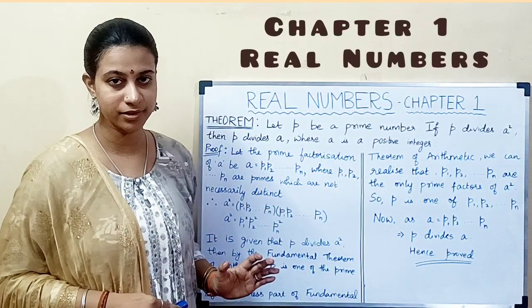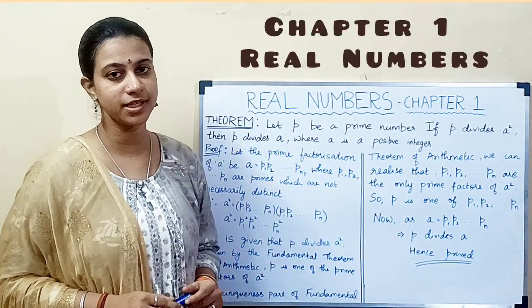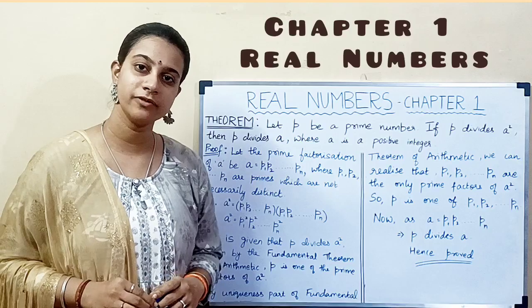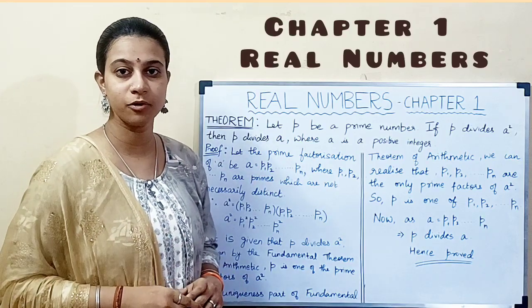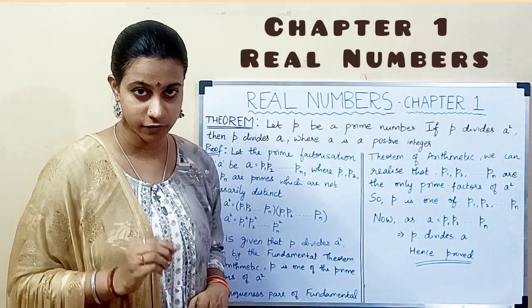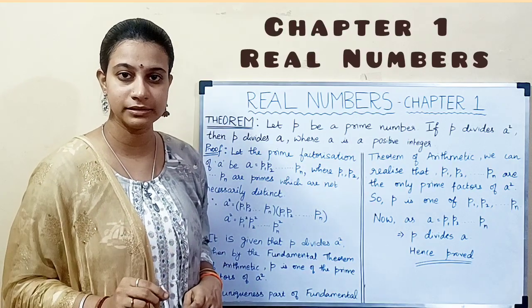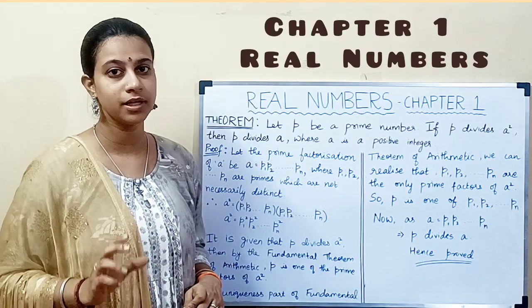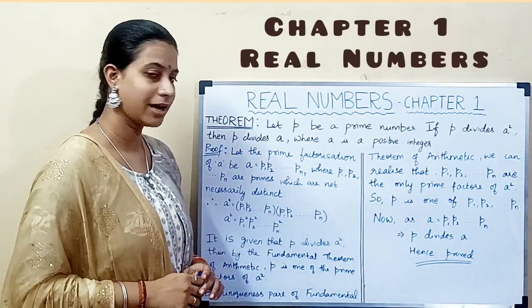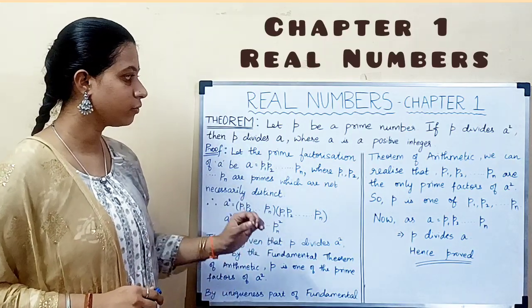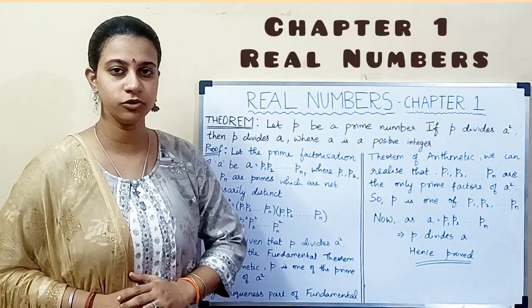Today we are going to start with the theory part of exercise 1.2. In the last video, we discussed the introduction part of this first chapter, and then we also discussed the fundamental theorem of arithmetic and we solved exercise 1.1. Now, we are going to start with the exercise 1.2 theory part.